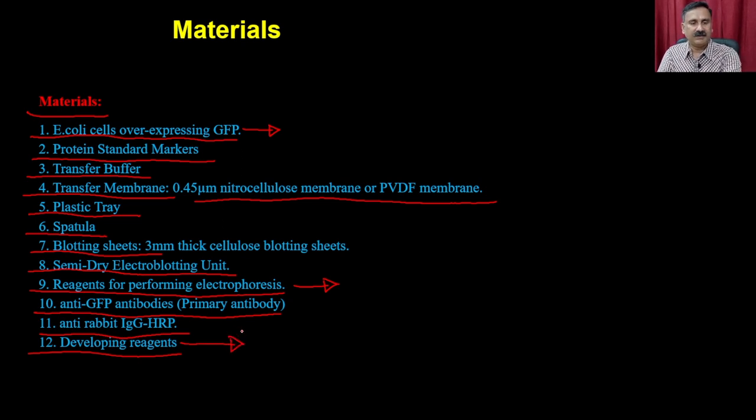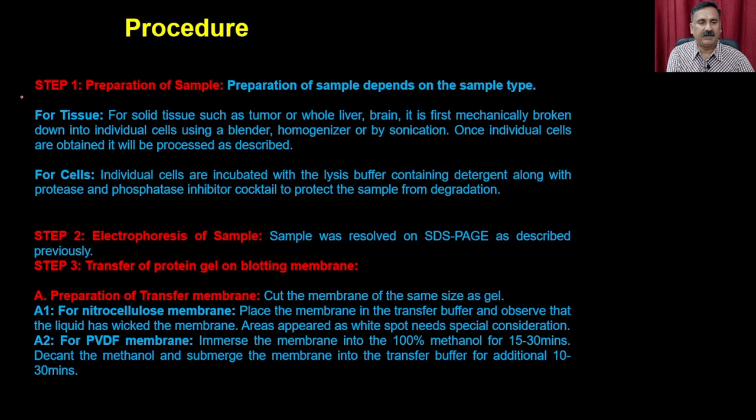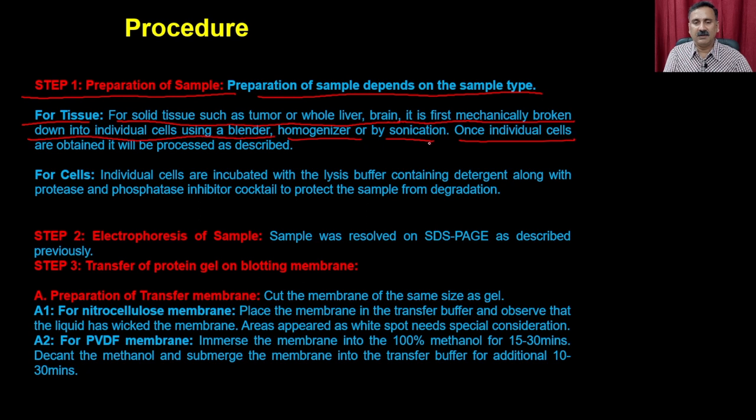So in step one, you are going to prepare the sample, right? Preparation of the sample depends on the sample type. For example, solid tissue such as tumor or brain is first mechanically broken down into individual cells using a blender, homogenizer or sonication. Once the individual cells are obtained, they will be processed as described. So first you can mechanically homogenize and break down the tissue into individual cells.